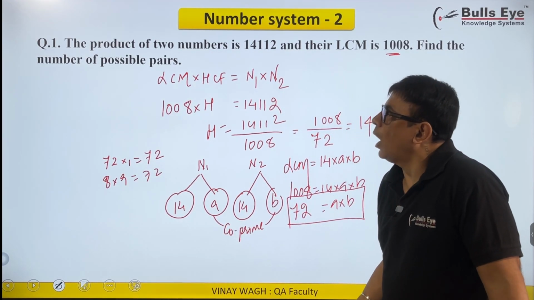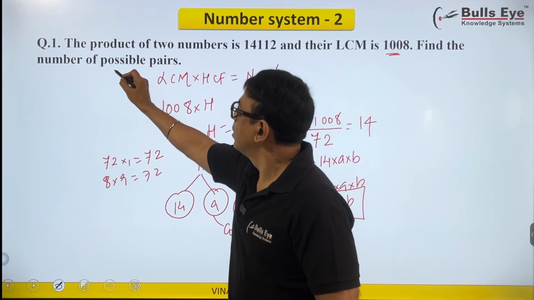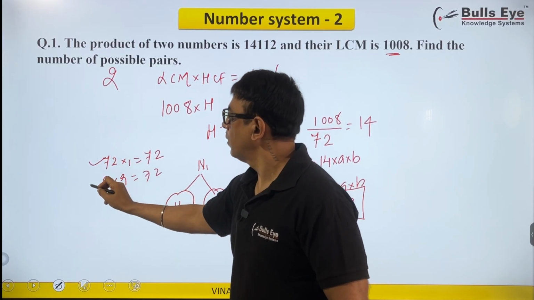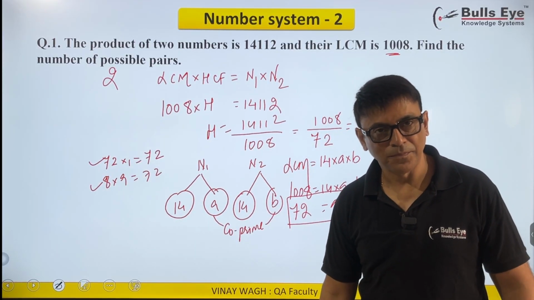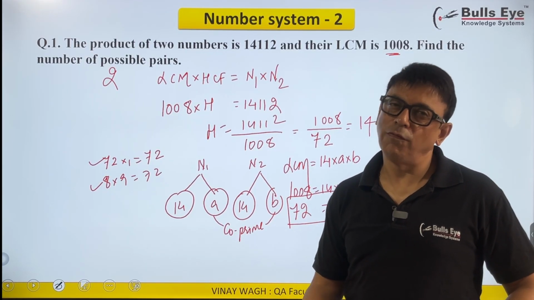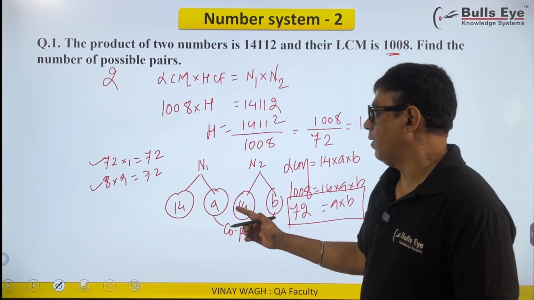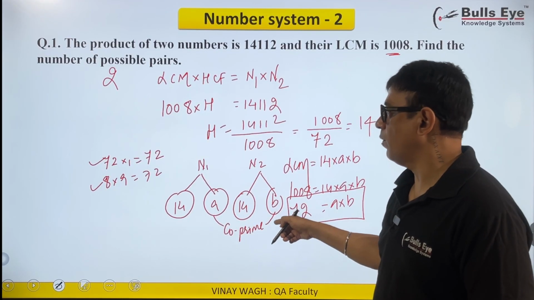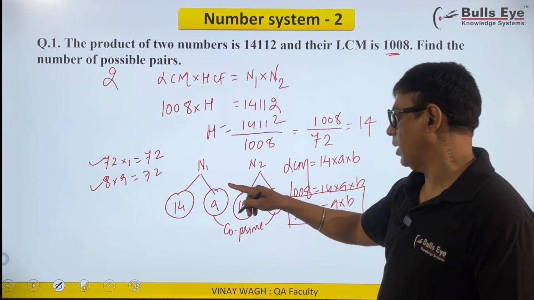1. So how many possible pairs are there? There are two possible pairs, 1 and 2. So that's the answer. The question has not asked what are the numbers, but if we were to answer that, we have got the possible values of A and B as 72 and 1 and 8 and 9.